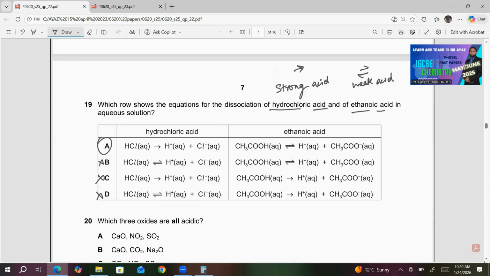If you look at the equation carefully, HCl will dissociate to produce H+ ion in aqueous solution, plus Cl- ion in aqueous solution, and ethanoic acid, along with this reversible sign, on dissociation in water, aqueous means water, produces H+ ion plus CH3COO- ion. So A must be the right answer in this case.